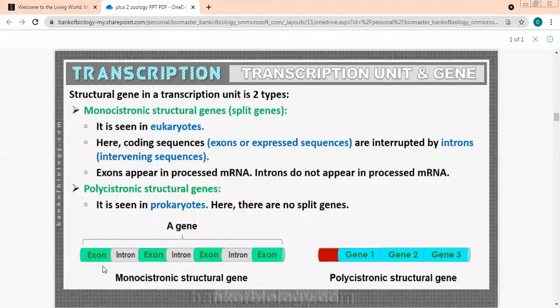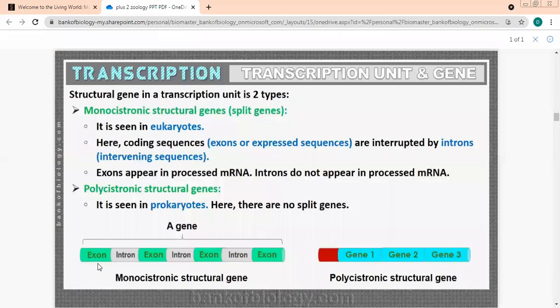Okay, and these are introns. They remain inside, they're not able to express themselves. If you see, we do not have a continuous exon chain. Exons are interrupted because in the middle we have got introns. So exons appear in processed mRNA. Look here, introns do not appear in processed mRNA. So when mRNA is processed from DNA, only exons appear, not the introns.